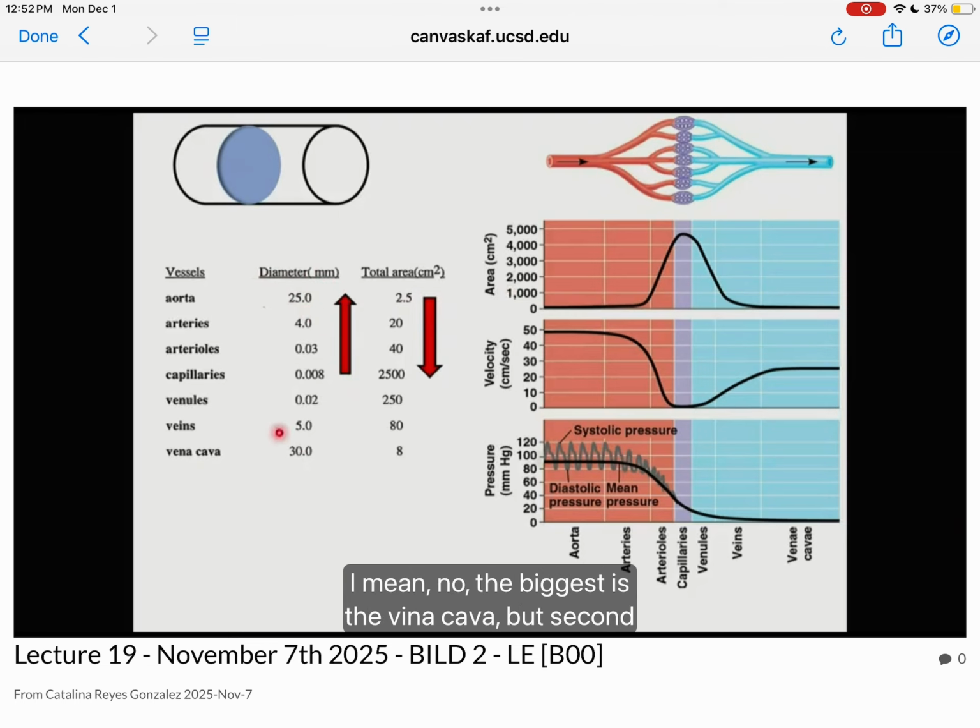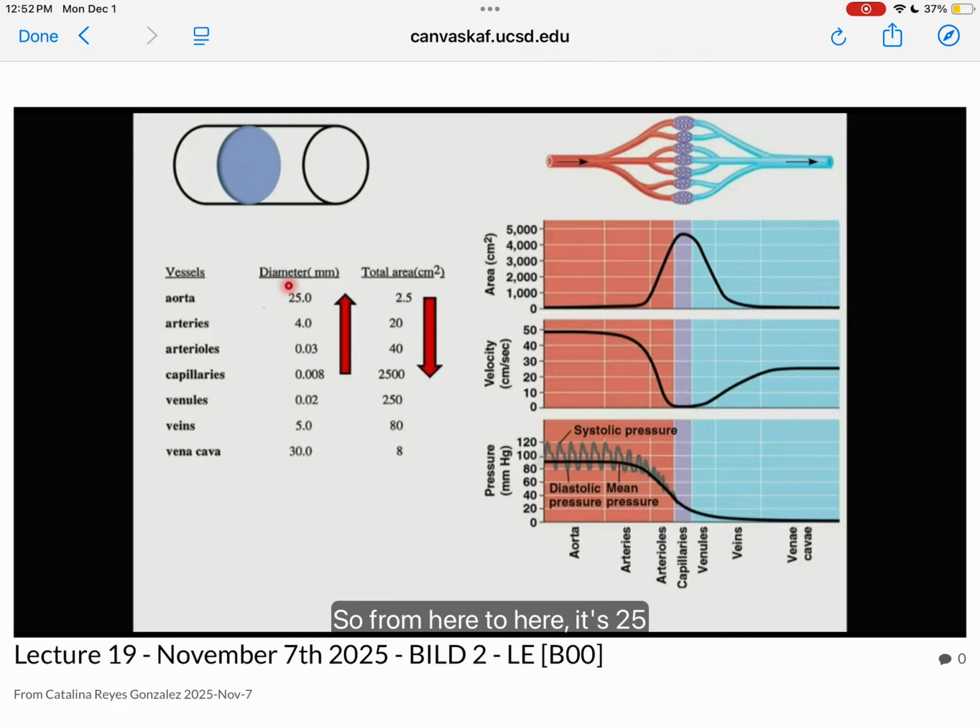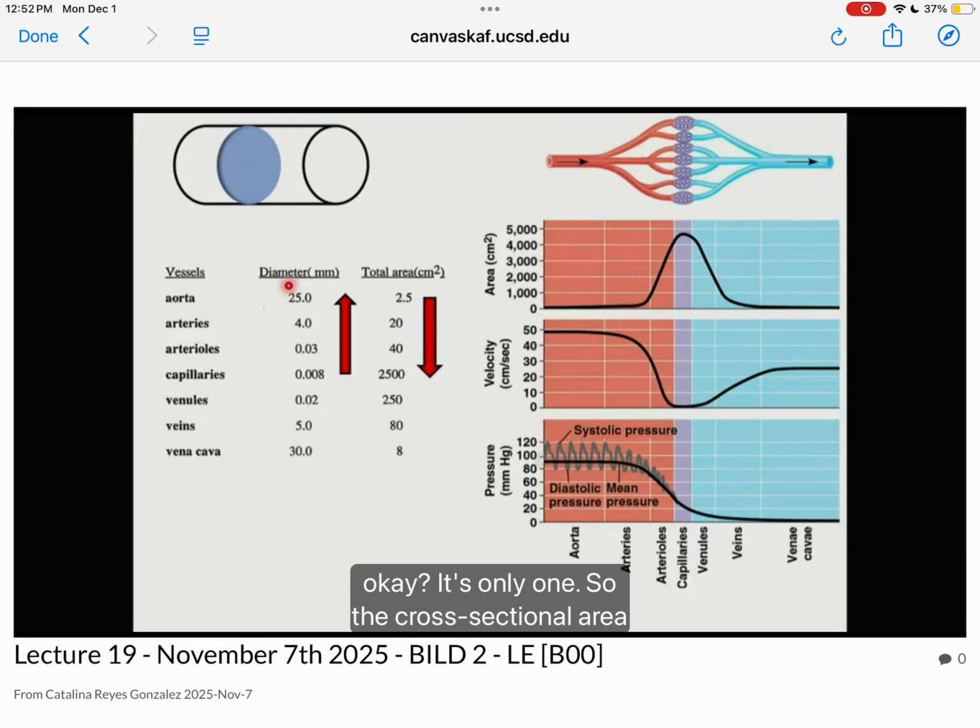I mean, no, the biggest is the vena cava, but second biggest blood vessel, so 25 millimeter diameter. So from here to here is 25 millimeters. So it's pretty big, okay? It's only one. So the cross-sectional area is only going to be 2.5 square centimeters. And that's what you're seeing right here, okay?